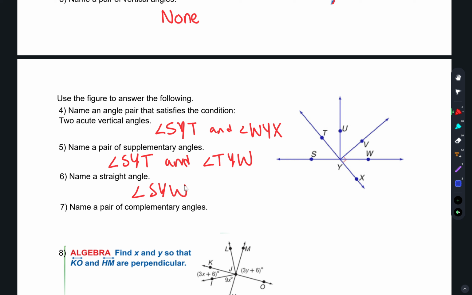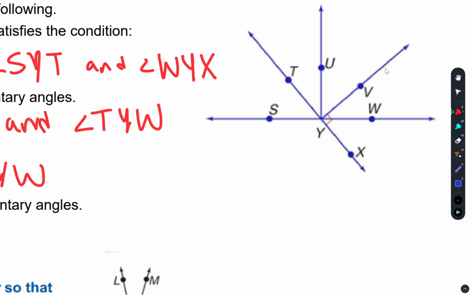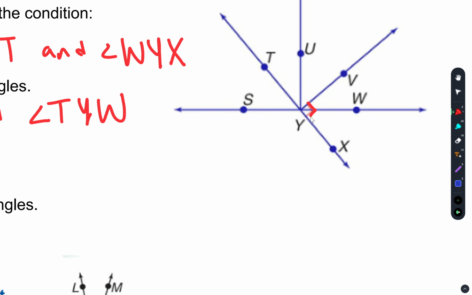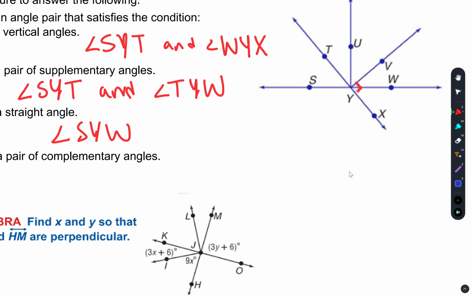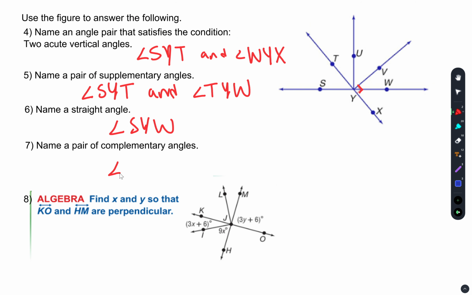And then a pair of complementary angles, we cannot assume that things are complementary. We can't assume right angles. So we actually have to look and find where a right angle is. So I see that right angle tick mark in there. So the 2 complementary angles are going to be VYW and WYX. So kind of weird. We can always assume that things are straight lines, but we can never assume that things are right angles if it's not shown to us.